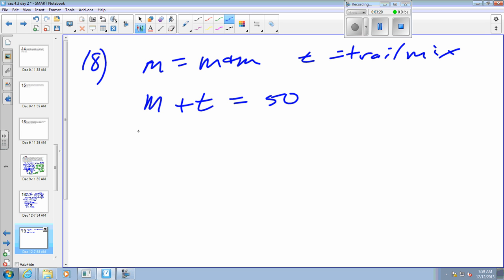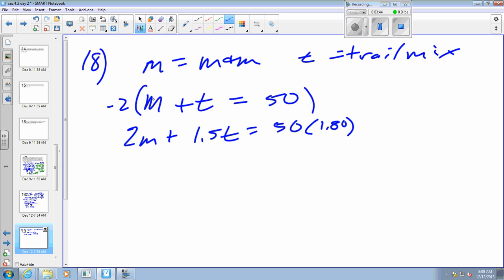And we also know the cost of the M&Ms is $2. The cost of the trail mix is $1.50. And the cost of the mixture is $1.80. So it's the same as the acid problem before. It's just that it's money instead of an acid mixture. Let's multiply the top times -2, because I have a positive 2 here. And I get -2m minus 2t equals -100.